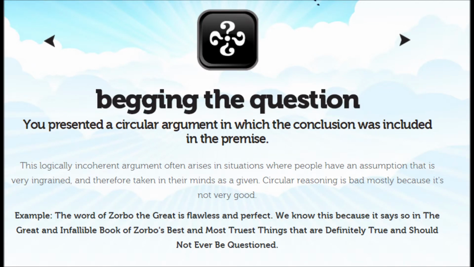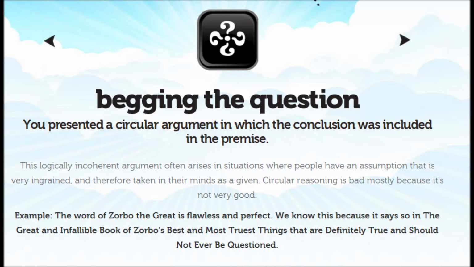20. Begging the question. You presented a circular argument in which the conclusion was included in the premise. This logically incoherent argument often arises in situations where people have an assumption that is very ingrained, and therefore taken in their minds as a given. Circular reasoning is bad mostly because it's not very good.